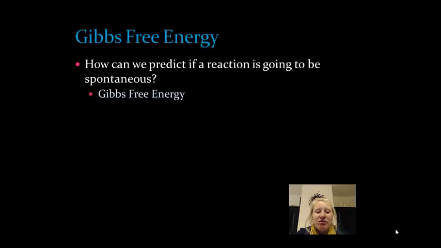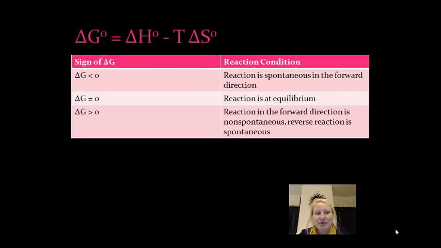We must use something called Gibbs free energy, because we said exothermic reactions are more favorable than endothermic, and spontaneous reactions are usually those that increase the randomness of the universe as opposed to decreasing the randomness, but somehow we need to combine enthalpy and entropy together to be able to predict whether a reaction will be spontaneous.